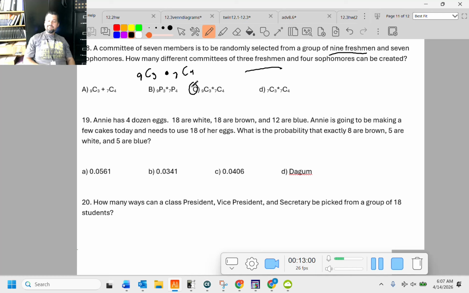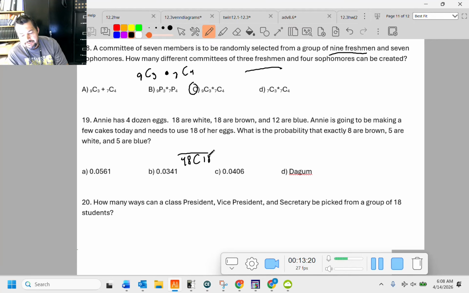All right, Annie has 4 dozen eggs, 18 are white, 18 are brown, 12 are blue. Annie is going to be making a few cakes today and needs to use 18 of her eggs. What's the probability that exactly 8 are brown, 5 are white, and 5 are blue? She's going to use 18 of her eggs out of 48. So the denominator is 48, choose 18.